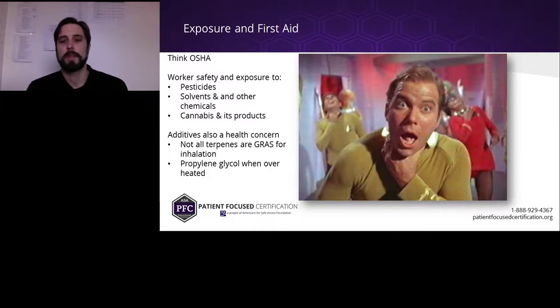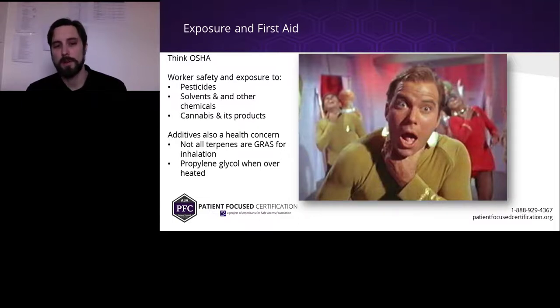So exposure and first aid, think OSHA, right? Workers could be exposed to a lot of things. Having worked in cannabis operations in the past, I have to say that sometimes you don't know what's been used on the product. And if they're working with it and the product has pesticides perhaps, or maybe you're processing it in a way, or maybe it's made with solvents and it needs to be purged, or it could be the cannabis. I have a colleague who's allergic to cannabis and she'll break out in hives if it touches her skin. So you have to think about worker safety and exposure to these things, especially if you're a manufacturer and you're bringing in lots of cannabis.